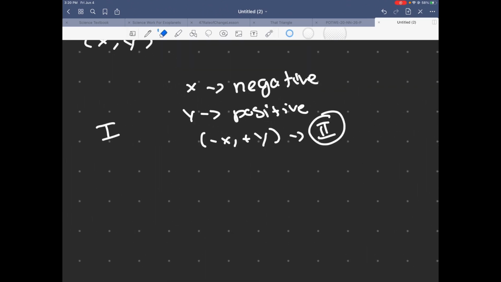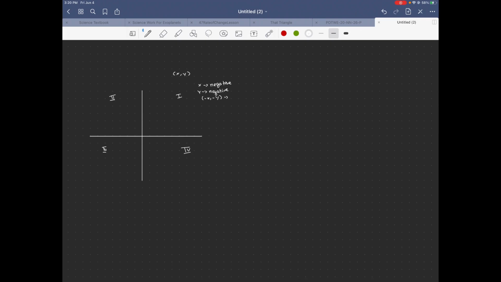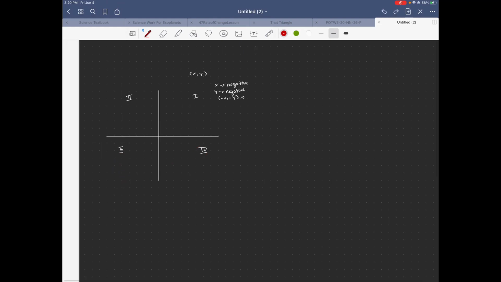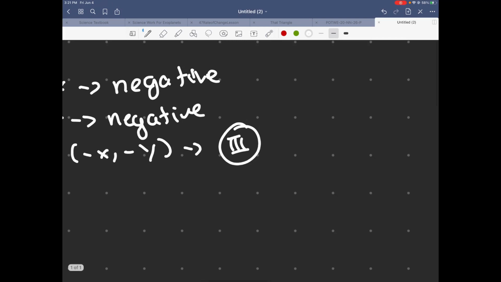But what if both were negative? Let's see. What if both were negative? Well, if I had something that's negative here and negative here, the intersecting section is in quadrant number 3. So I would say that this belongs to quadrant number 3.